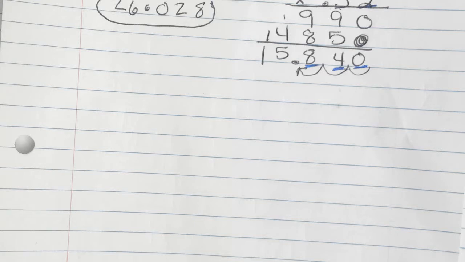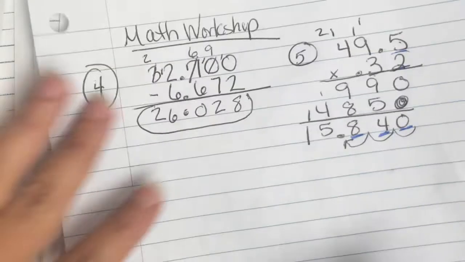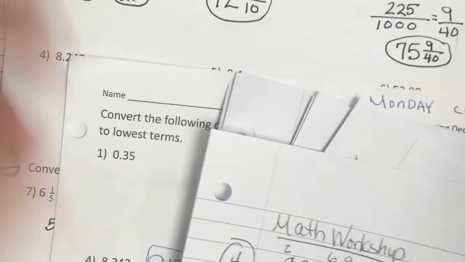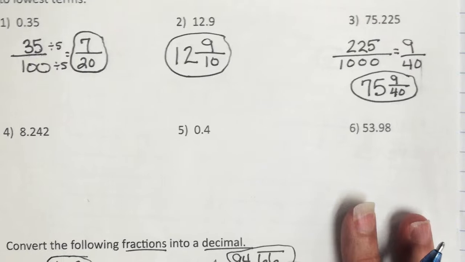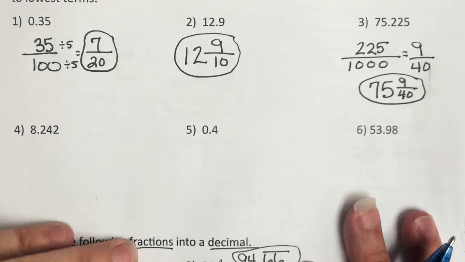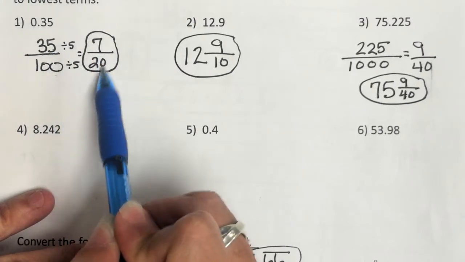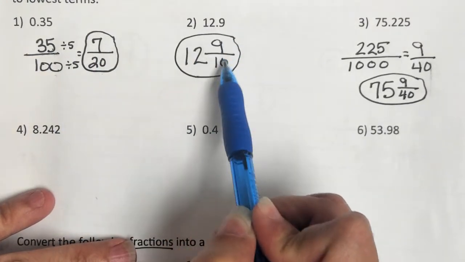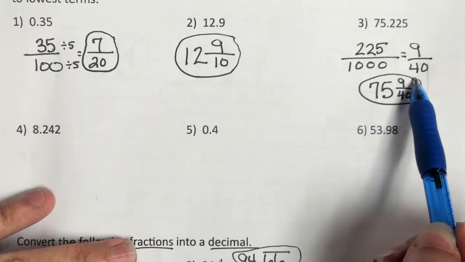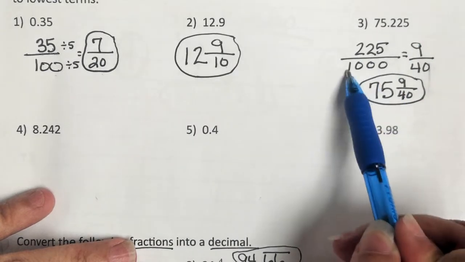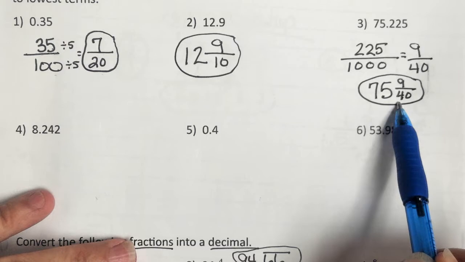Okay, so I think in this class I did 1 through 3. So I'm going to start by just showing 1 through 3 in case you're watching the video and you're wondering. Okay, so these were the first 3. I did these with the kids yesterday. We talked about taking 35, putting it over 100 and simplifying. 9 over the 10. 225 over the 1,000 and simplify it.